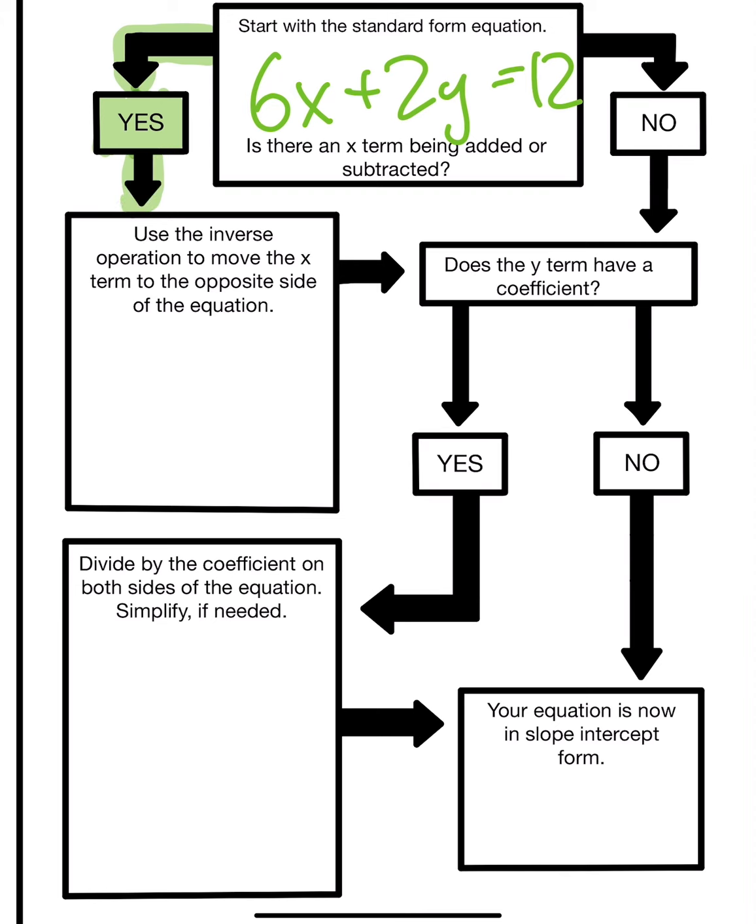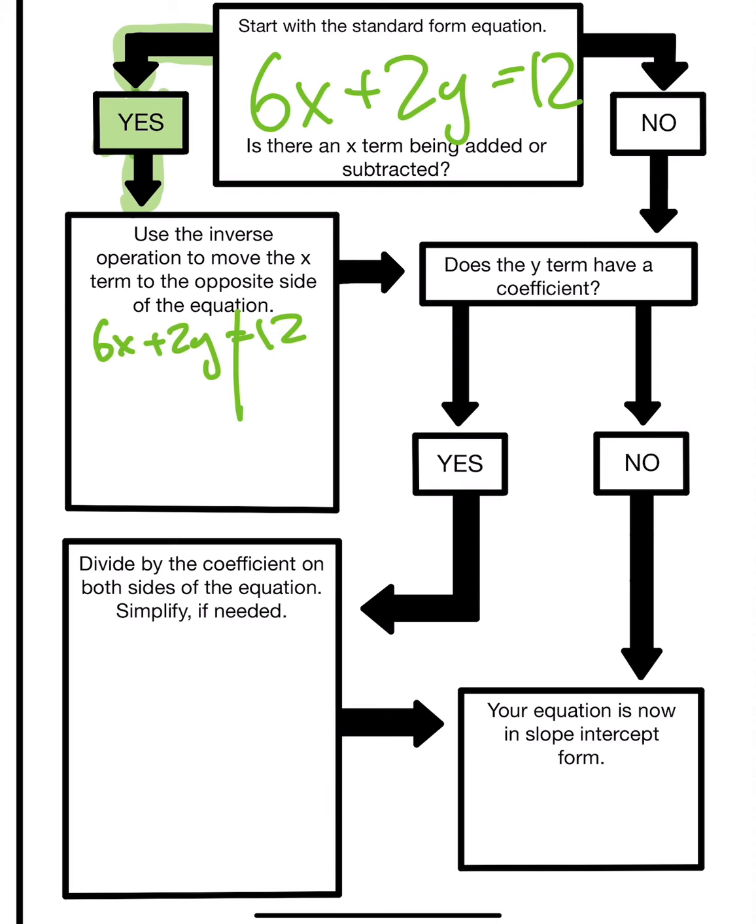Okay. So the next line says, use the inverse operation to move the x term to the opposite side of the equation. Okay, well that's a lot of big words just to say that we're going to move this 6x over to the other side of our equation. And the way we do that is by using the opposite operation. So let's rewrite this so that we have everything in one place. All right, then we're going to split it in half where our equal sign is. And then we're going to try and move that 6x over.